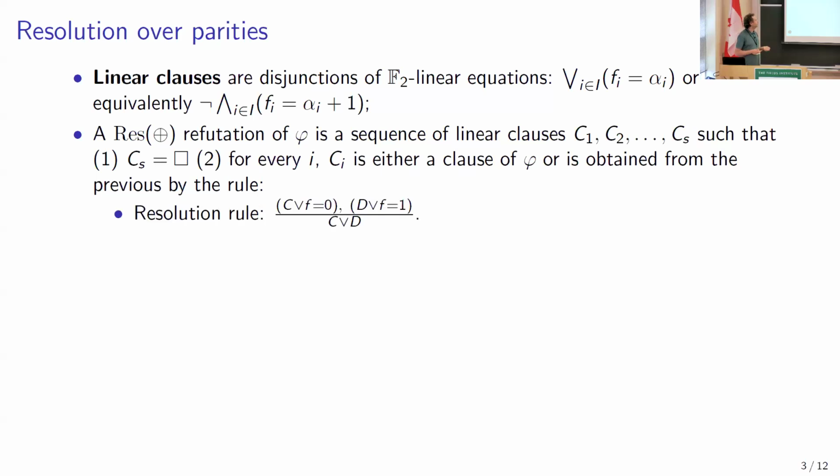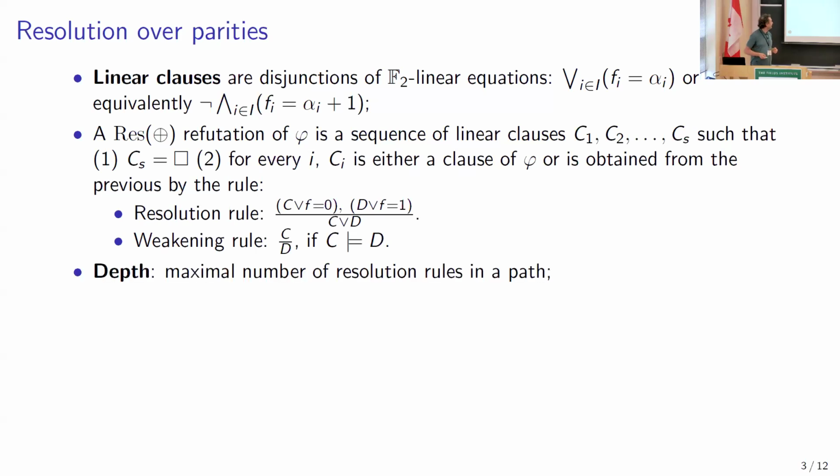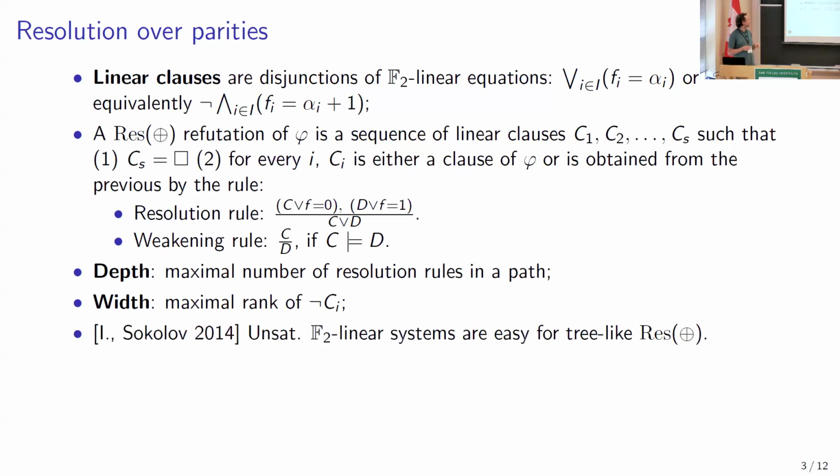In the resolution rule, we take two linear clauses with the same linear form but with different right-hand sides in the equation and resolve. In the weakening rule, from any linear clause we may deduce any other linear clause that semantically follows from it. Depth is now the maximal number of resolution rules in a path. Width is the maximal rank of the negation of a linear clause that is used.